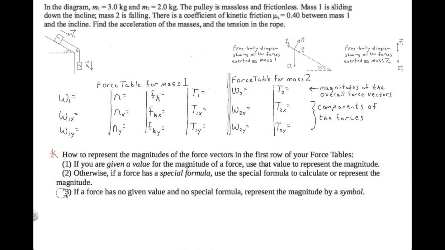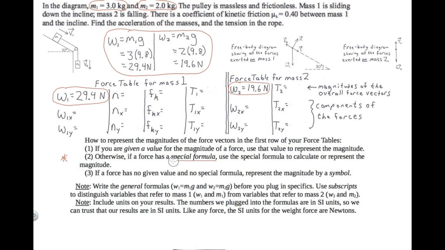Here is a three-step process for representing the magnitudes of the force vectors in the first row of our force tables. In this problem, we were not given a value for the magnitude of any of the forces. There is a special formula for the magnitude of the weight force, W equals mg. We can use that special formula to calculate the magnitude of the weight force on mass 1 and the magnitude of the weight force on mass 2.